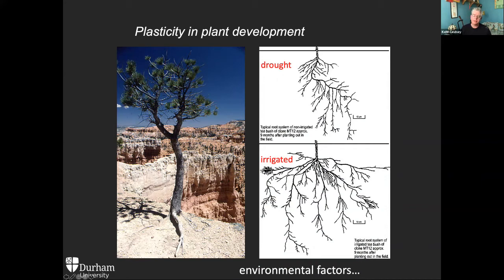So, for example, this is a diagram of the root system of a tea bush. In fact, one of which the top here is under drought conditions, and this is irrigated. And you can see the architecture of that root system is quite different, and that's been determined by environmental factors, which I'm going to talk a lot more about later.